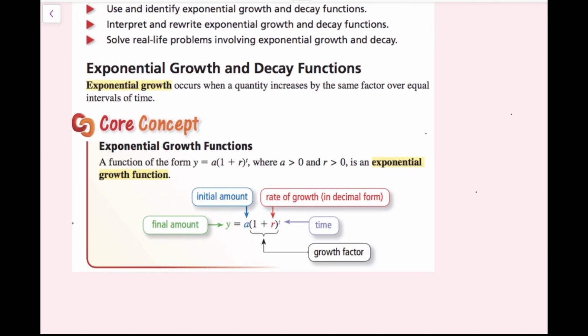A function of the form y equals a times quantity 1 plus r to the power of t, where a is greater than 0 and r is greater than 0, is an exponential function. The final amount is equal to your initial amount times the quantity 1 plus r, which is the growth factor, and r is just the rate of growth as a decimal. You'll often see it as a percentage and need to convert it to a decimal. And t is the amount of time.